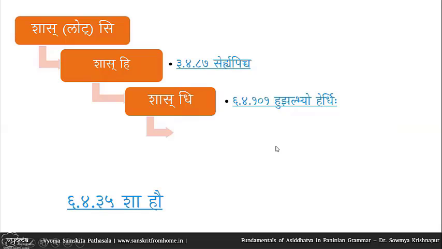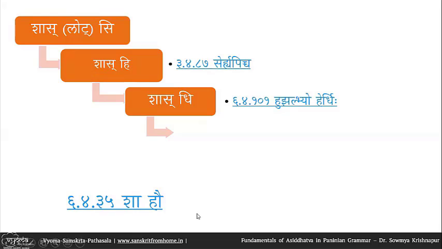Okay. Now there is another sutra in the adhikara which says sha hau. Sha hau says hau pare, when followed by he, shas ityasya angasya sha iti adeshah bhavati. So when followed by he, shas is replaced by sha. That is what sha hau says. But if you have converted the he to dhi by hu jhalbhyo her dhihi, this sha hau cannot operate because the he is no longer there. Okay.